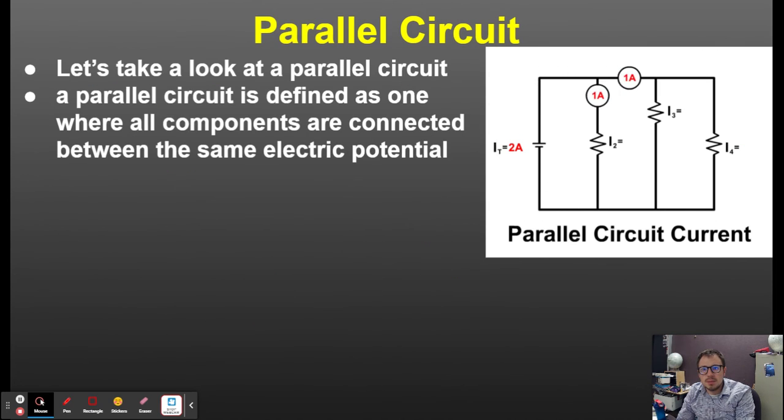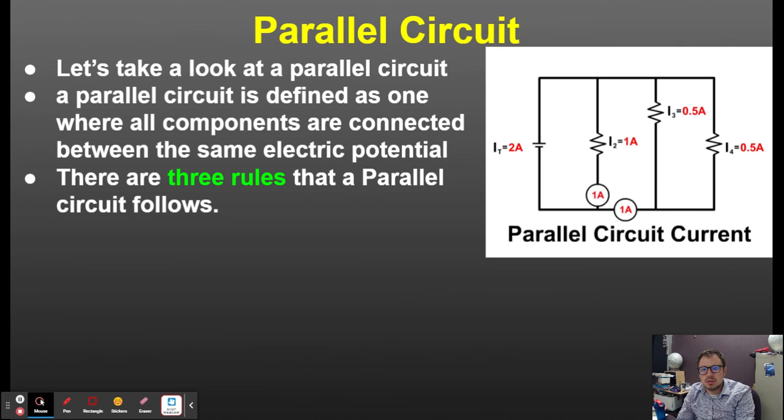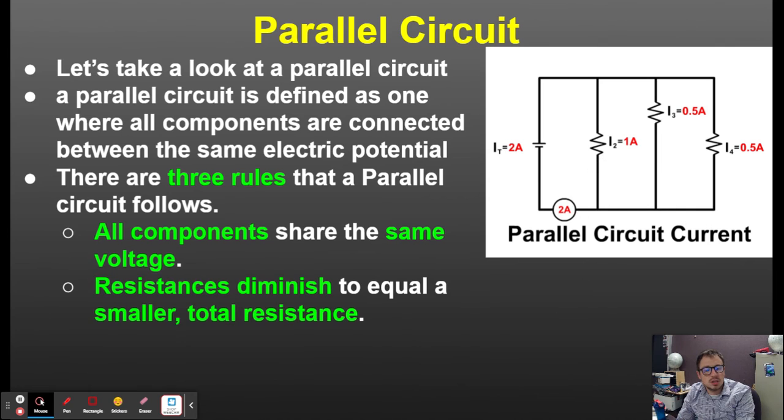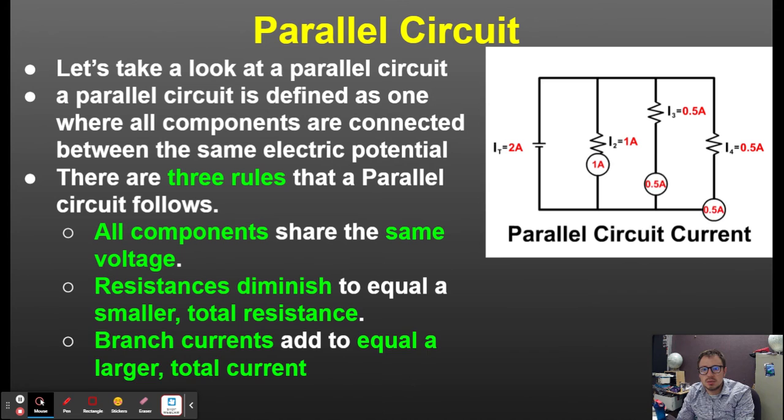All right, so let's look at a parallel circuit. Components are connected between the same electrical potential. There are 3 rules that parallel circuits follow. All components share the same voltage. Resistances diminish to equal a smaller total resistance. Branch currents add to equal a larger total current. So notice what happens to that resistance.